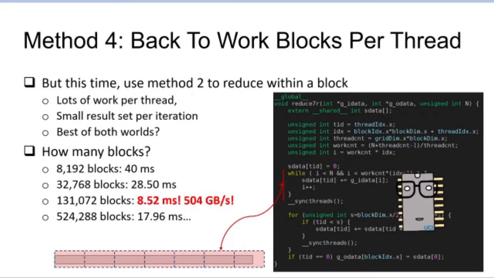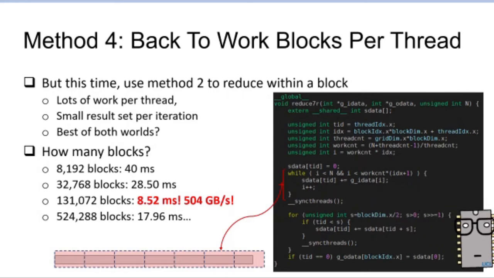We add everything together in shared memory, and once all the threads are done with their own piece of work, we use the tree-based reduction within a loop to reduce everything in the block, so 1,024 elements down to one, so that we can store it inside global memory and prepare it for the next iteration of kernel invocation.